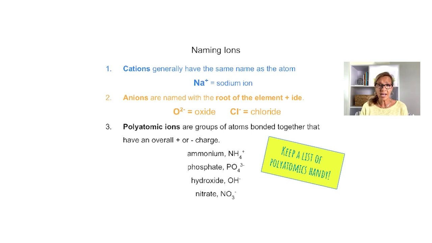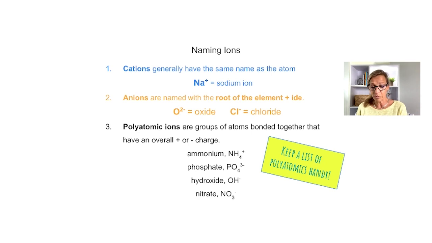Well, generally, cations, which are formed from metals, have the same name as the atom. Sodium atom, sodium ion. Easy. Anions, typically we will keep the root of the name, drop the ending, and finish it with "ide." So oxygen becomes oxide, chlorine becomes chloride. So you will see a list of them in your textbook, and you just need to practice their names.